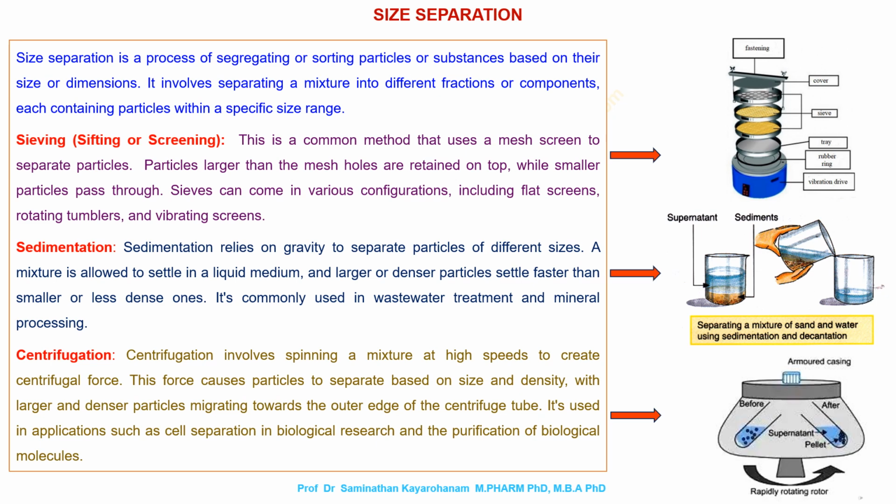Sieving, sifting or screening. This is a common method that uses a mesh screen to separate particles. Particles larger than the mesh holes are retained on top, while smaller particles pass through. Sieves can come in various configurations, including flat screens, rotating tumblers, and vibrating screens.